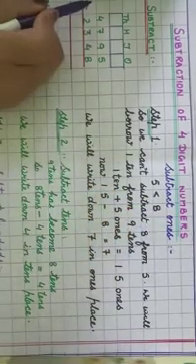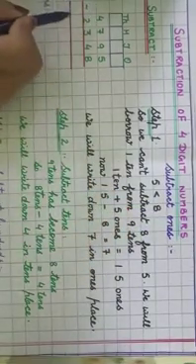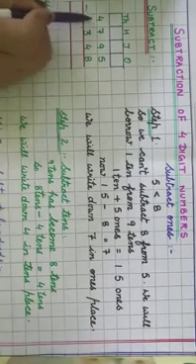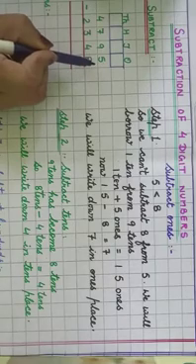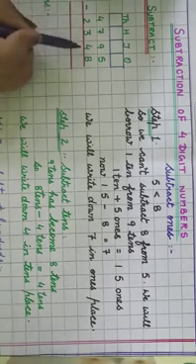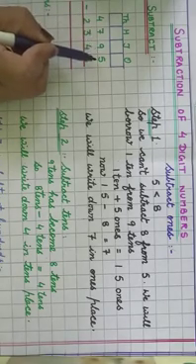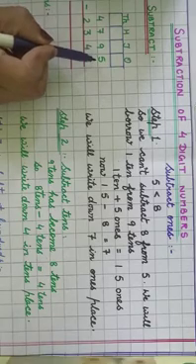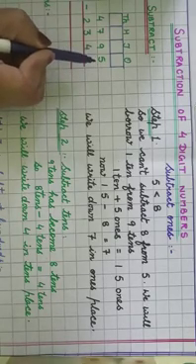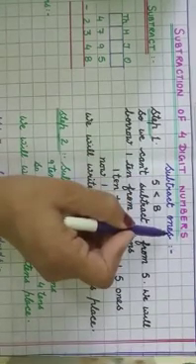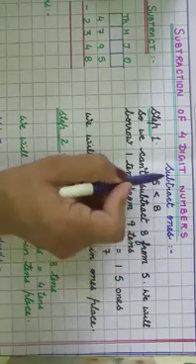Now the first sum is to subtract 2348 from 4795. Now what will be the first step? The first step is to subtract ones.